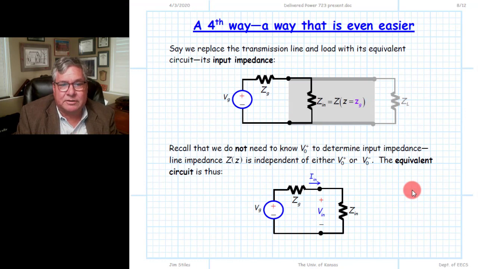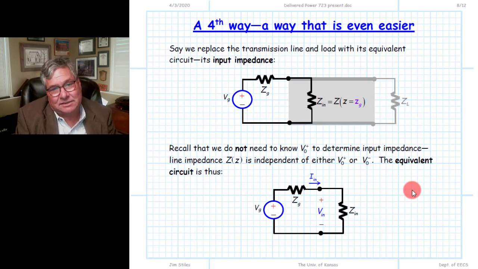The reason that we use this fourth method most often is because it is, generally speaking, the easiest of the methods in terms of trying to determine the rate of power flow. And this is a method that we've investigated earlier in this course.